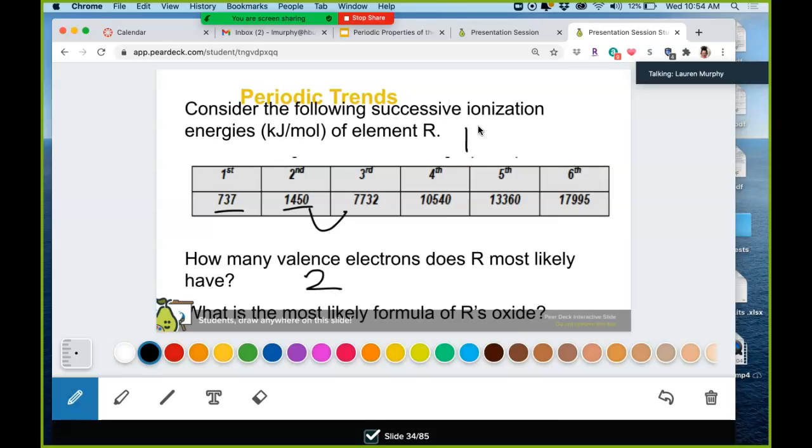Well, if something is losing 2 valence electrons, it becomes +2. And I want to write the formula of its oxide. So oxygen's charge is -2. So you should remember this from writing chemical formulas, right? So what would its formula be? It would be RO. I guess I should write that down here. RO. +2 and -2 go together perfectly.